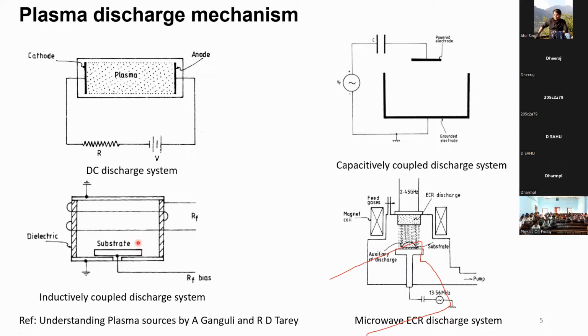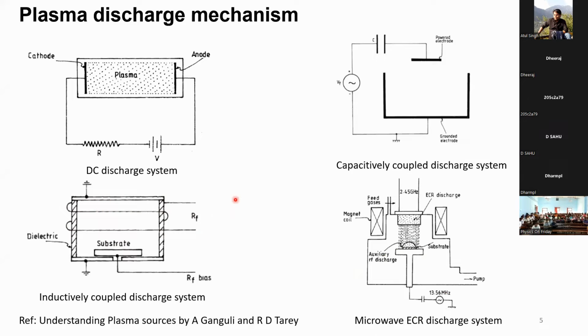We call it an inductively coupled discharge system. There is an oscillating current that flows through the wire, and when the current goes through this wire, it is wrapping around. This wrapping around is a piece we call a coil, and this can be outside or inside also.